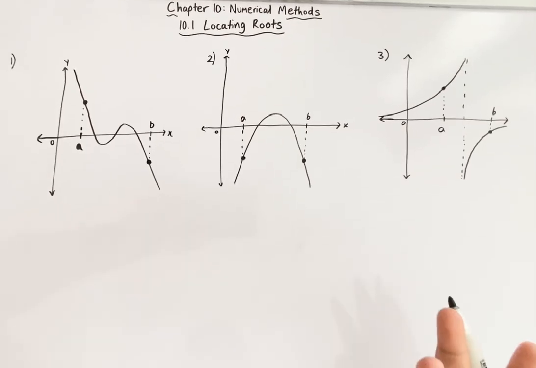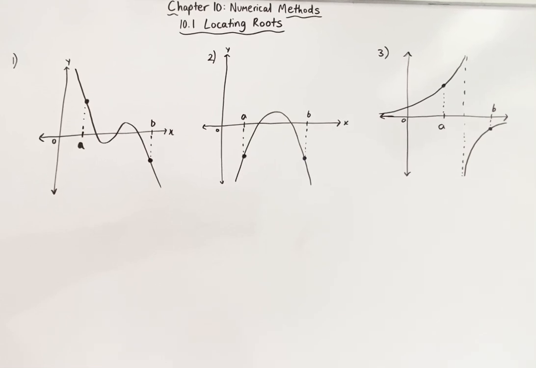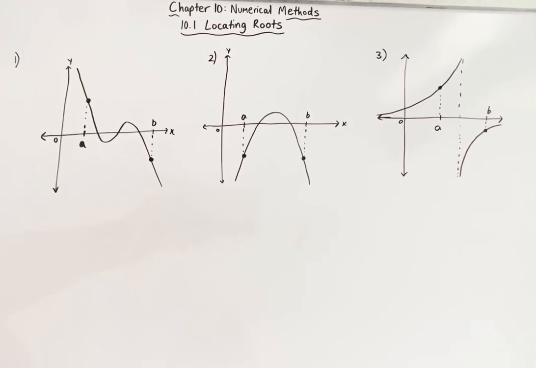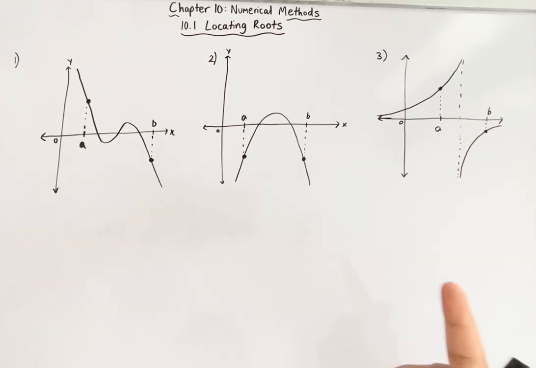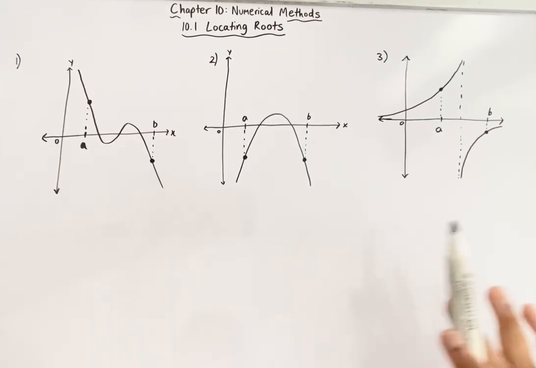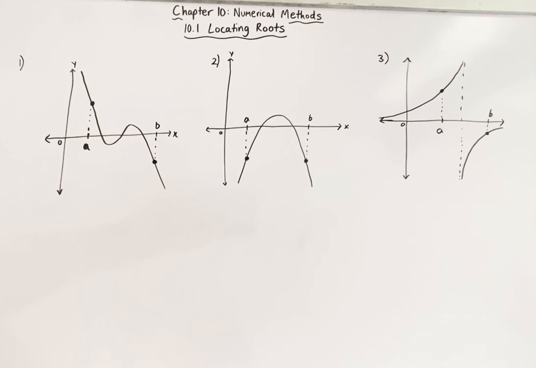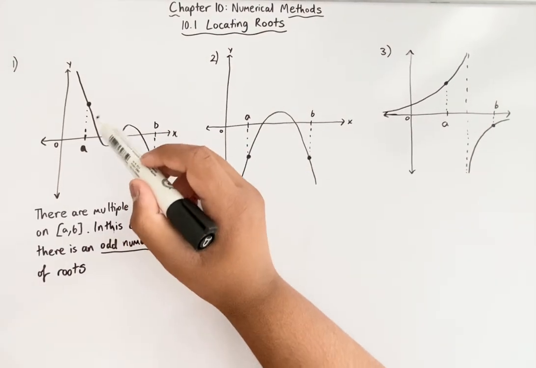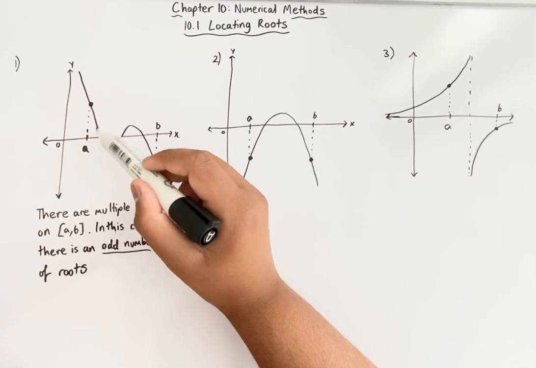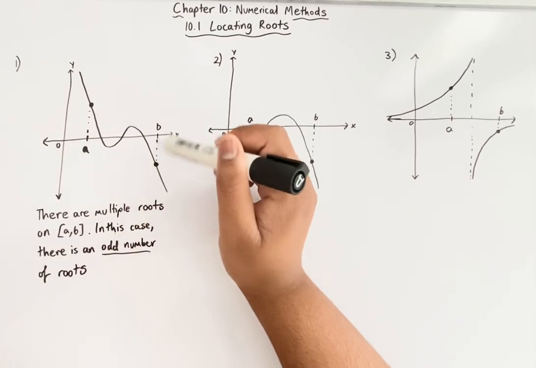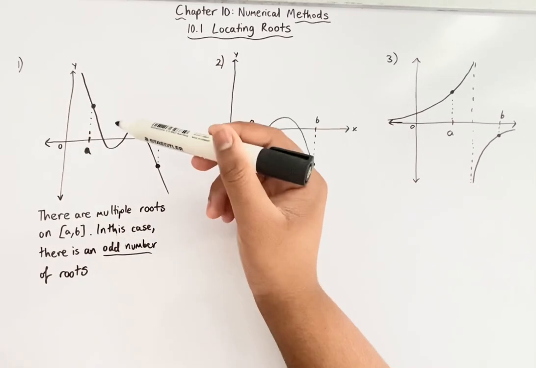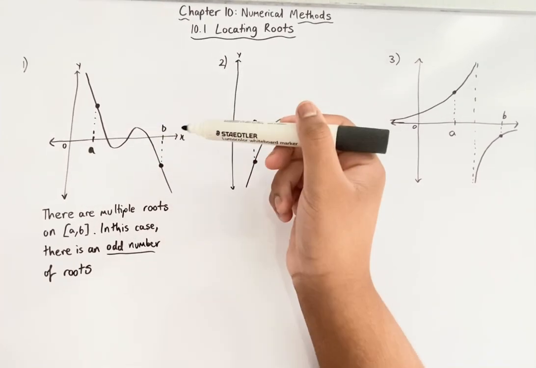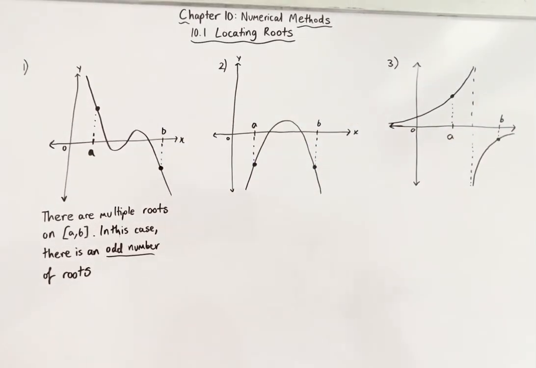There are three situations that you have to watch out for when using the change of sign rule to find the roots. A change in sign doesn't always mean that there's exactly one root in the interval, and no change in sign doesn't always mean that a root doesn't exist in the interval. For the first situation, there is a change of sign between x equals a and x equals b. However, there isn't just one root. There are multiple roots on the interval [a, b]. In this case, there will be an odd number of roots.